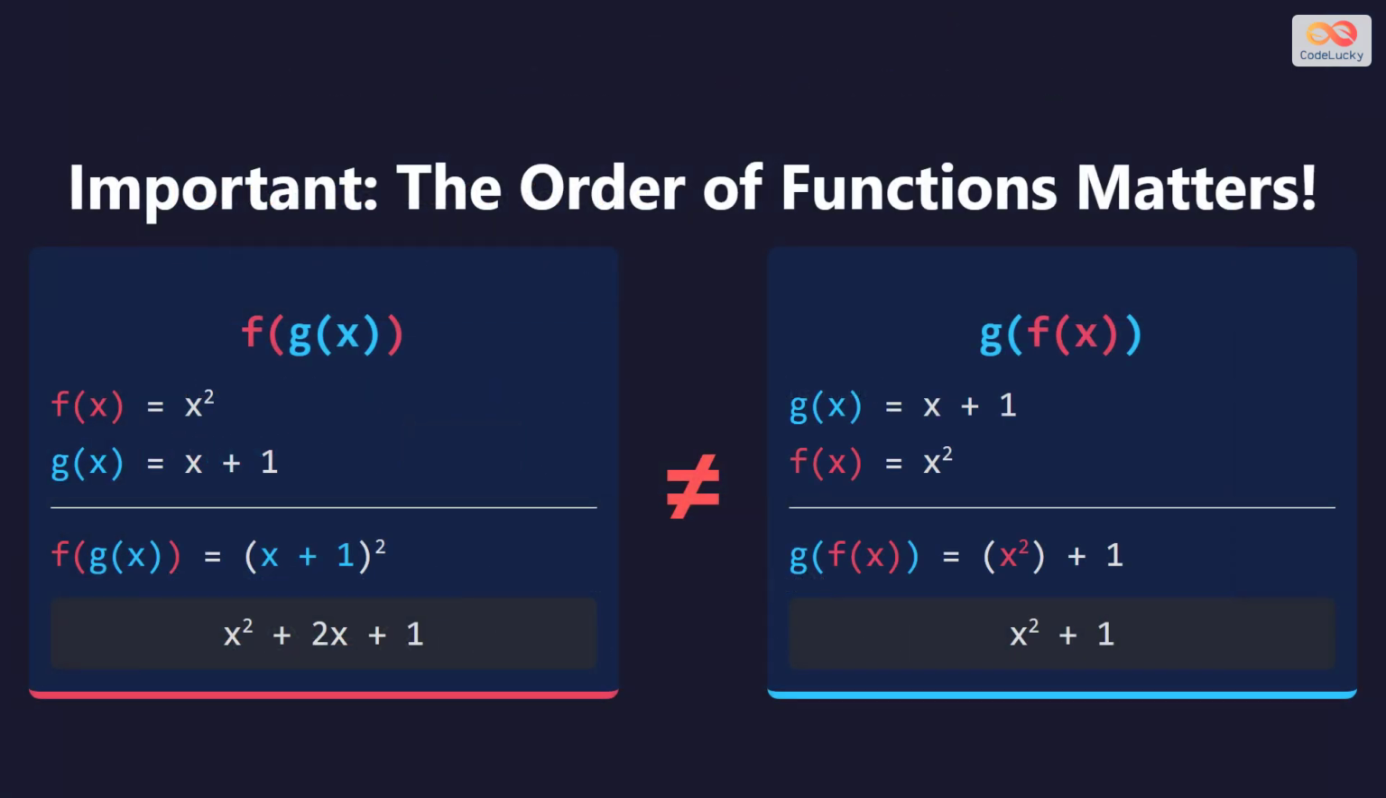A very important rule in function composition is that the order matters. F of g of x is not the same as g of f of x using our previous functions. We already found that f of g of x is x squared plus 2x plus 1. But if we switch the order, we are putting f of x inside g. This means we take x squared and substitute it into the g function, which gives us x squared plus 1. As you can see, the two results are not the same.